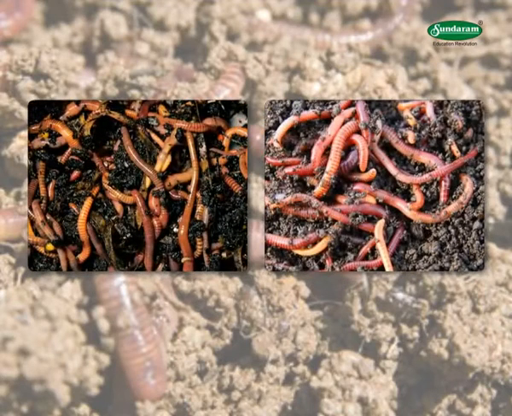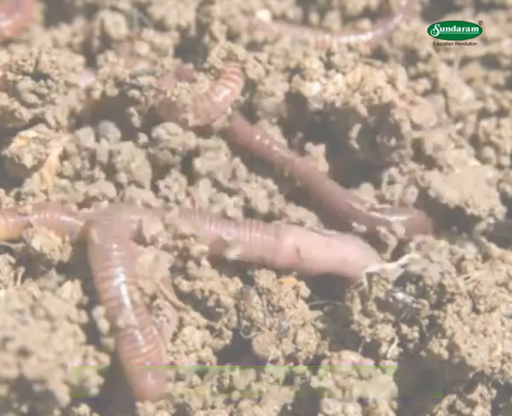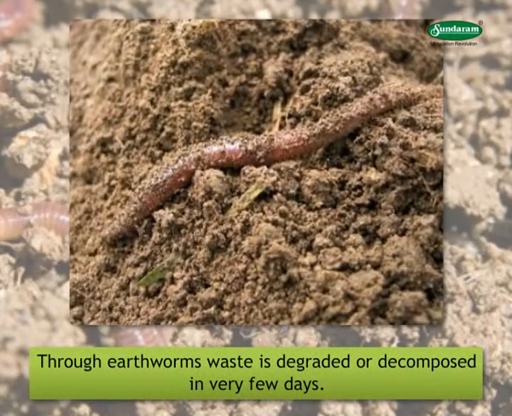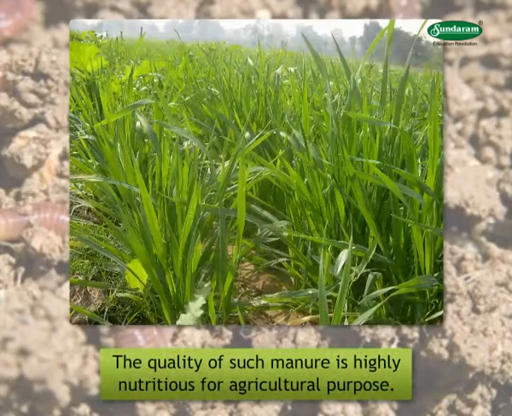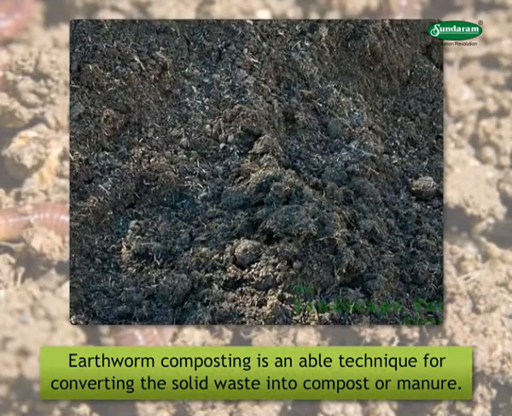3. Vermicomposting. This is a very easy method for fast decomposition of solid waste with the help of earthworms, especially species like Eisenia fetida, the Eudrilus eugeniae earthworm. Through earthworms, waste is degraded or decomposed in very few days. The quality of such manure is highly nutritious for agricultural purpose. Earthworm composting is an able technique for converting the solid waste into compost or manure.